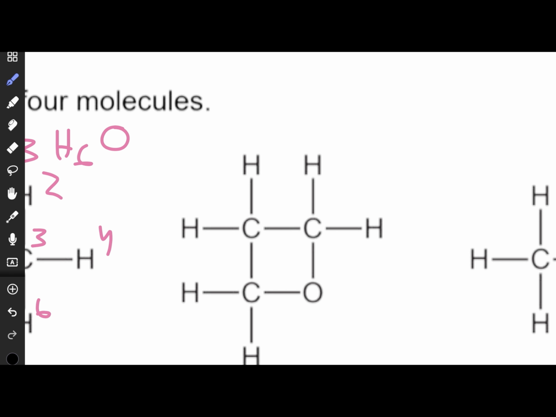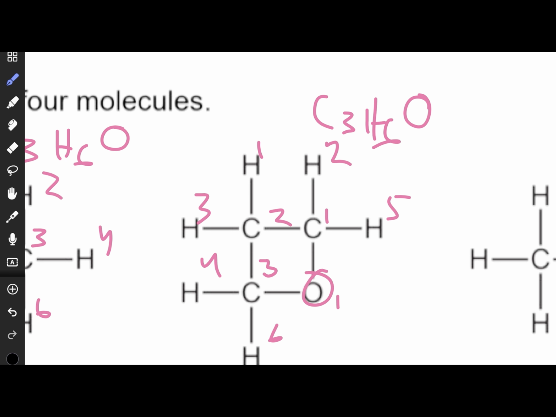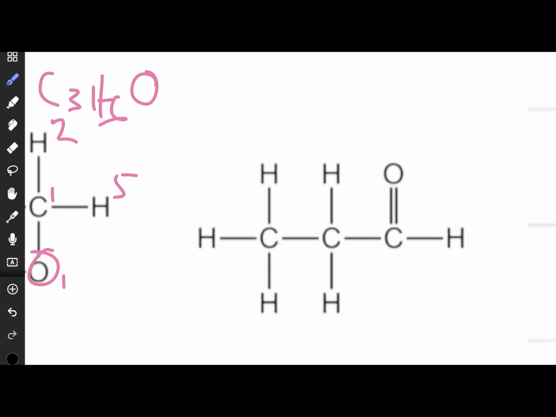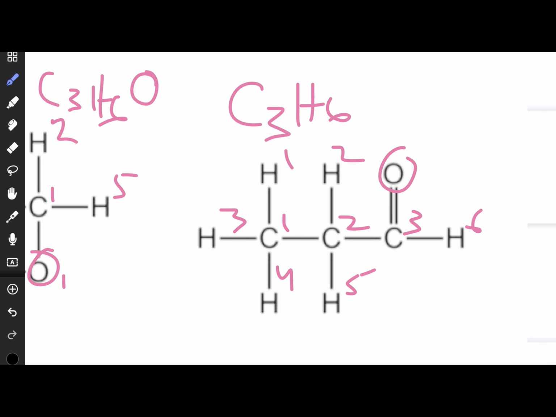Now let's do the same thing with this one. 1, 2, 3 carbon atoms, C3. Then 1, 2, 3, 4, 5, and 6, H6. And we have only one oxygen, so it's going to be C3H6O. Now for the last one, 1, 2, 3 carbon atoms, C3, and 1, 2, 3, 4, 5, and 6, H6. There's only one oxygen atom, so it's going to be C3H6O1.